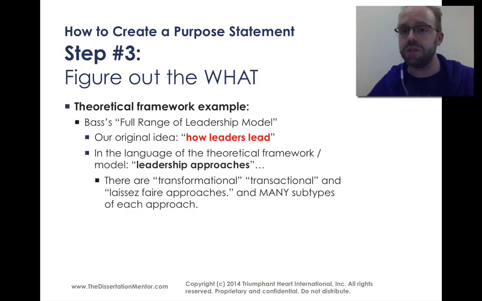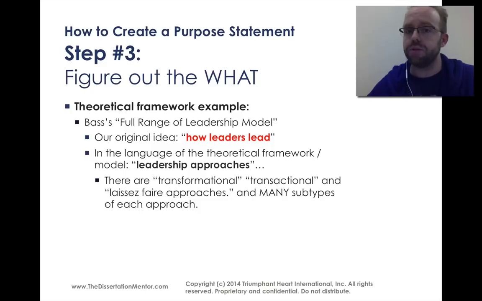And that's a very common dissertation topic, especially within organizational leadership contexts, or in educational leadership programs. And in the language of this theoretical framework, Bass's Full Range of Leadership model, what they call it, or at least what I've seen, is they often call it leadership styles, or what I like is leadership approaches. So at first we were looking at how leaders lead, but more specifically in the language of the theoretical framework, we're looking at leadership approaches.